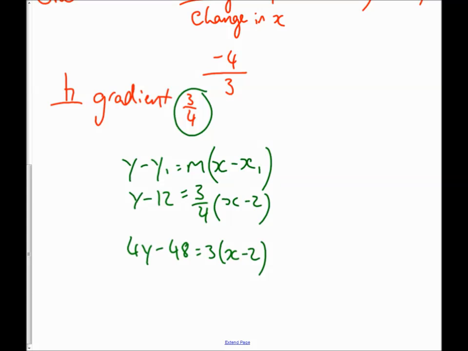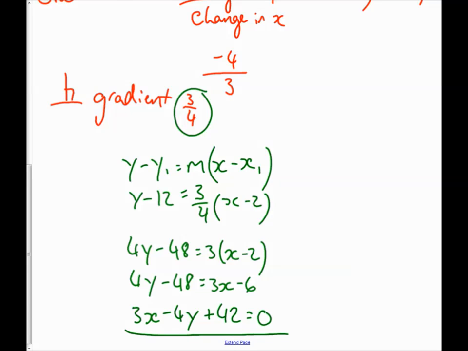And now I expand out my brackets. 4y minus 48 equals 3x minus 6. And collect everything on one side. So I'm going to collect it all on the side with the x. So I can say 3x minus 4y, and then I get minus 6 plus 48 becomes plus 42. And now I have it in the form that it wanted, so I've finished the question.